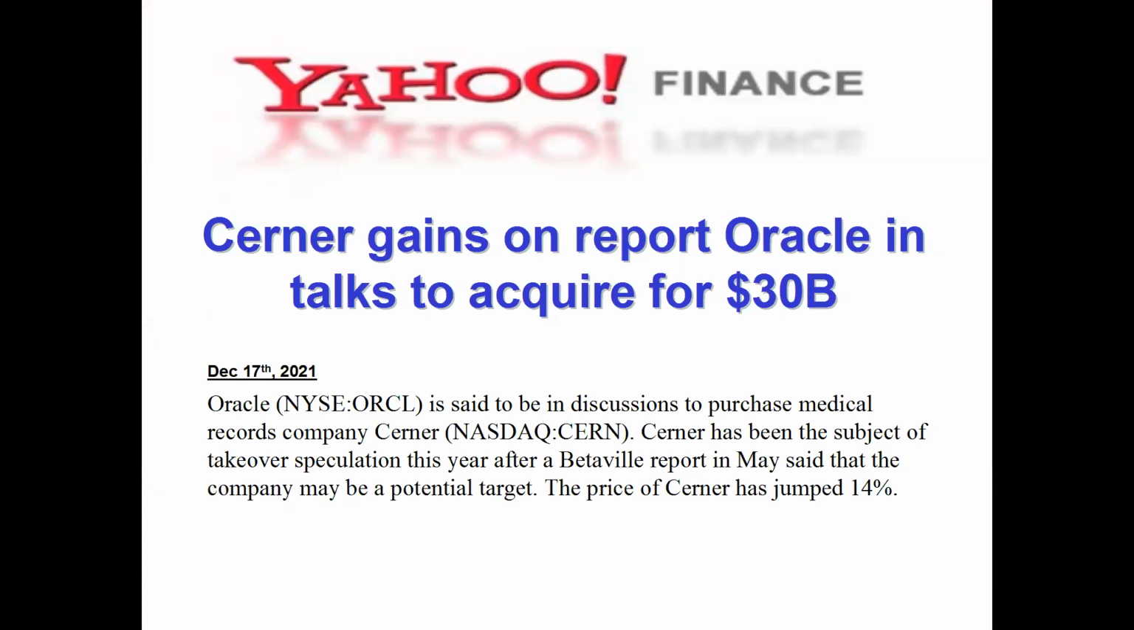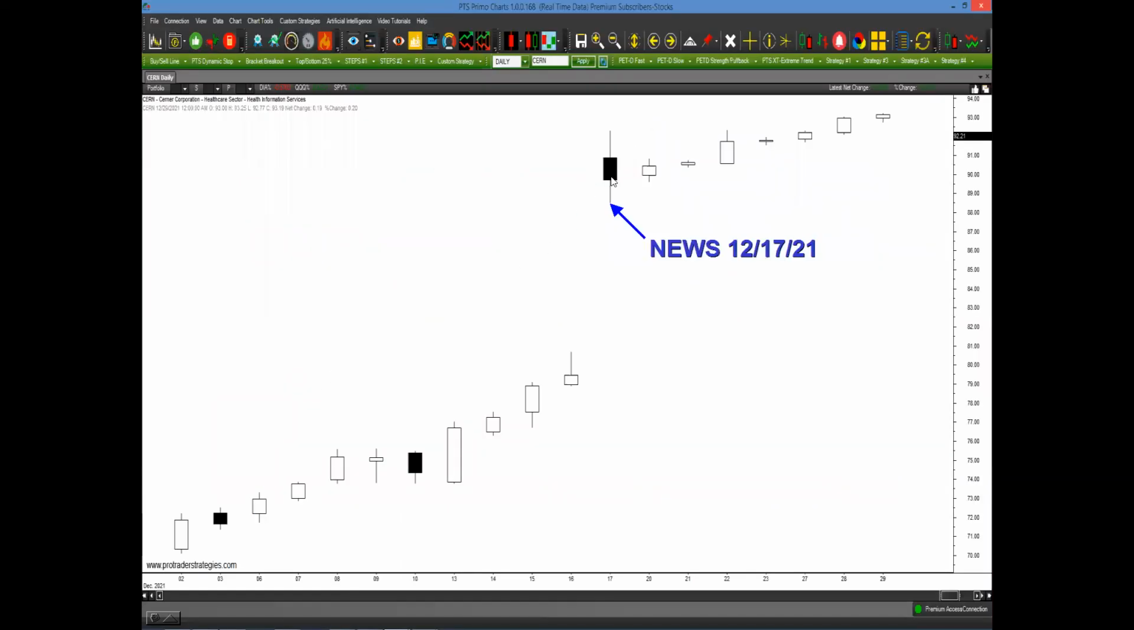Here's an announcement in Cerner that happened just about a month ago. Cerner gains on report, Oracle in talks to acquire for $30 billion. Okay. Now, Oracle, ORCL, is said to be in discussions to purchase the medical records company, Cerner, CERN, and it's subject of takeover speculation. Now, look when this came out, when the news came out of this buyout, December 17th. If we look at the chart in CERN, this is when the news came out.